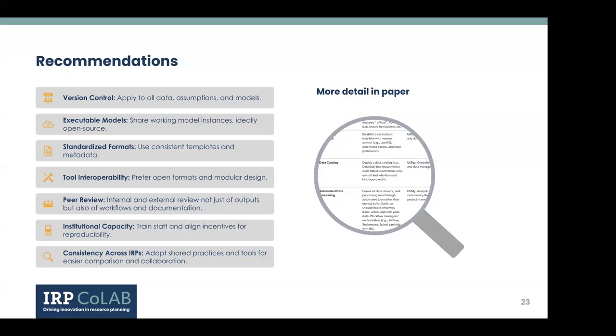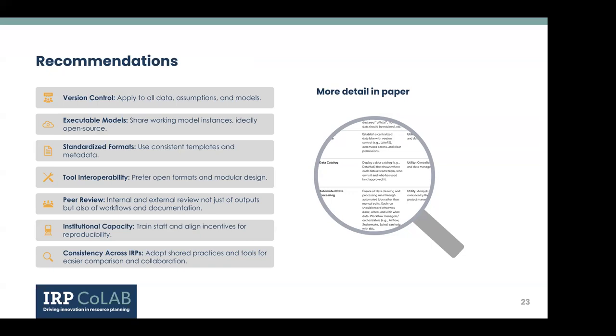So we looked at these IRPs. We talked to many of the people that were involved in running them. We also looked at the information that was available publicly. And based on that information, comparing between the different IRPs, we came up with a number of recommendations. And here on this slide, I just have the recommendations at a high level.